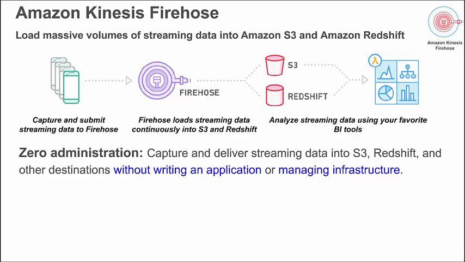It also has the additional functionality of being able to batch, compress, and encrypt the data before loading it, minimizing the amount of storage used at the destination and increasing your security. You can easily create a Firehose delivery stream from the AWS Management Console. You can configure it with a few clicks and then start sending data to the stream from hundreds or even thousands of data sources to be loaded continuously to AWS, and all of this can just be done in a few minutes.